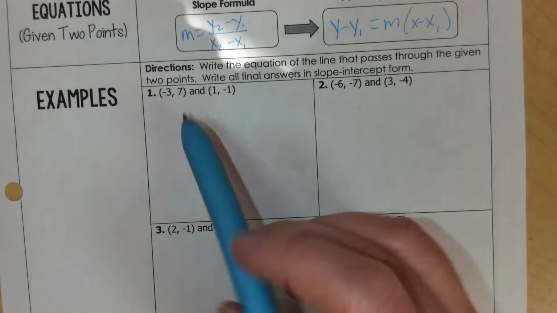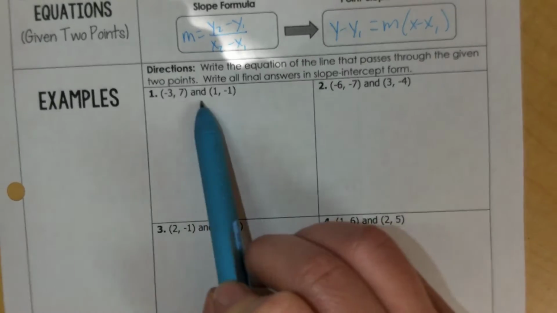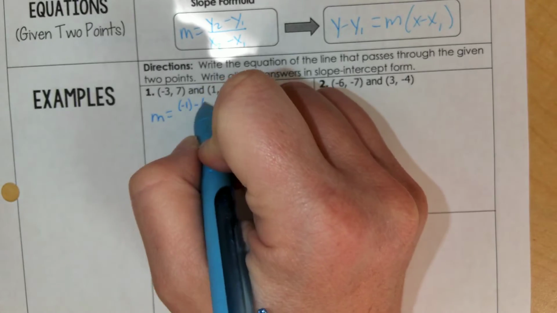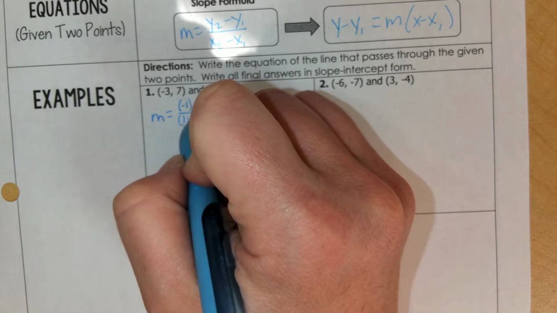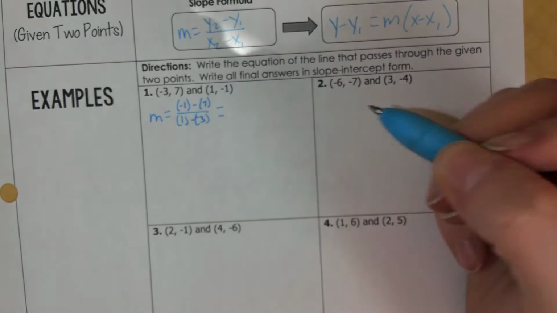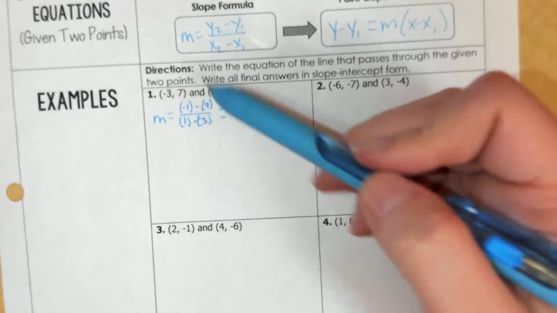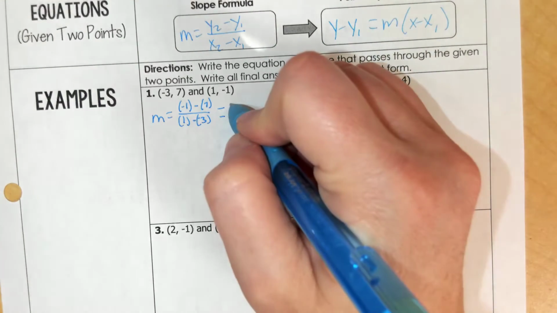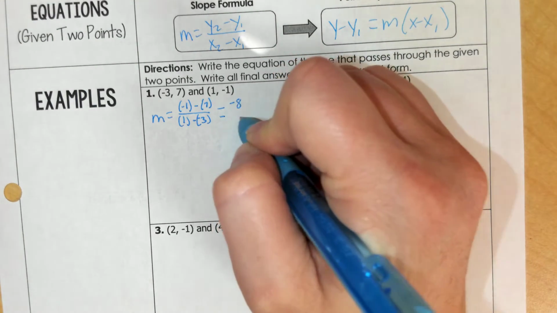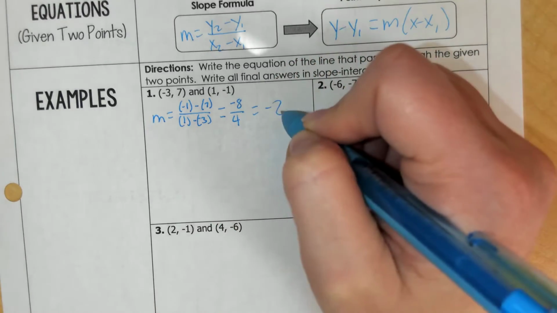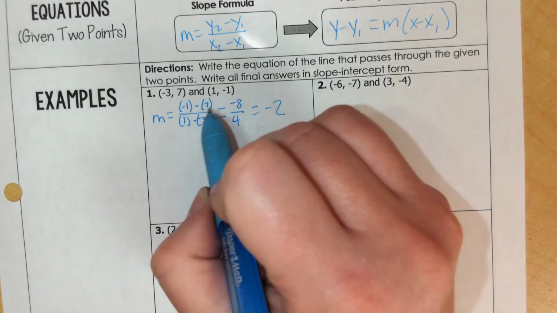Alright, so let's start with an example here. So first off, we've been given 2 points, so let's find out what the slope is between these 2 points. So m is equal to negative 1 minus 7 over 1 minus negative 3, and if you don't remember how to do this, there is a set of notes on your Google Classroom all about finding slope, so you can go back and view those. So here we end up with a negative 8 divided by a positive 4, which is negative 2. So our slope is negative 2, and then we have these 2 points to work with.